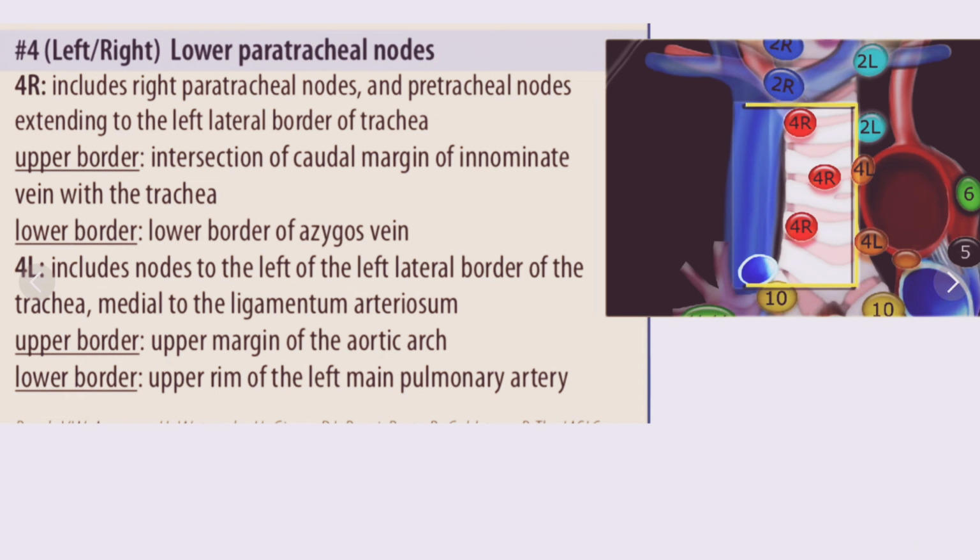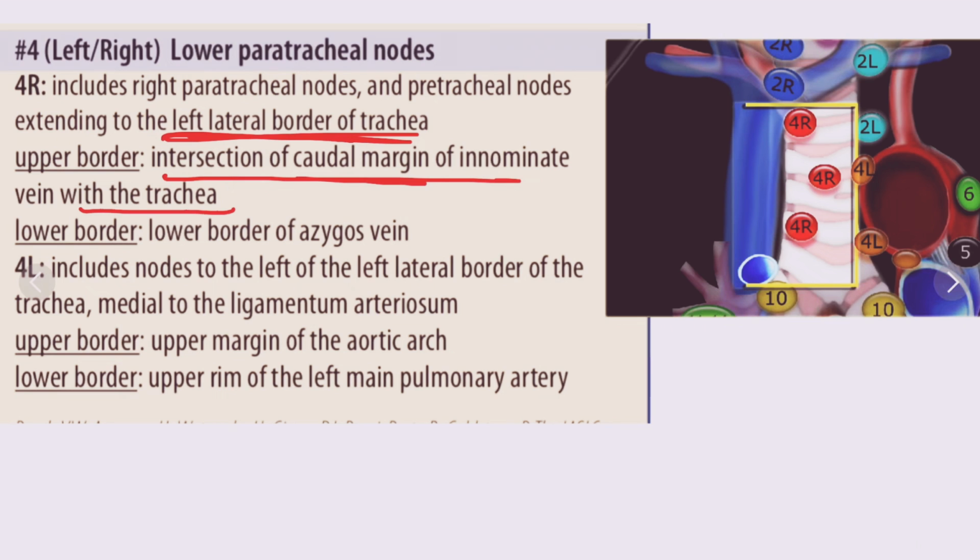Lower paratracheal nodes. On the right side, they include the right paratracheal nodes and pretracheal nodes extending to the left lateral border of the trachea. We know the left lateral border makes the difference between right and left. The upper border is made by the intersection of the caudal margin of the innominate vein with the trachea, which was the lower border of the upper paratracheal nodes.